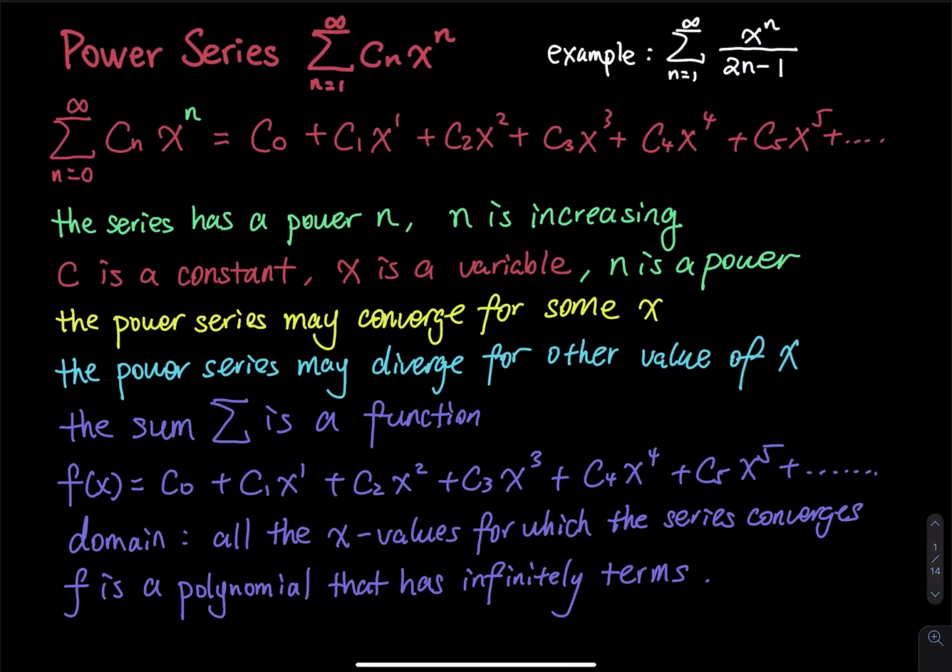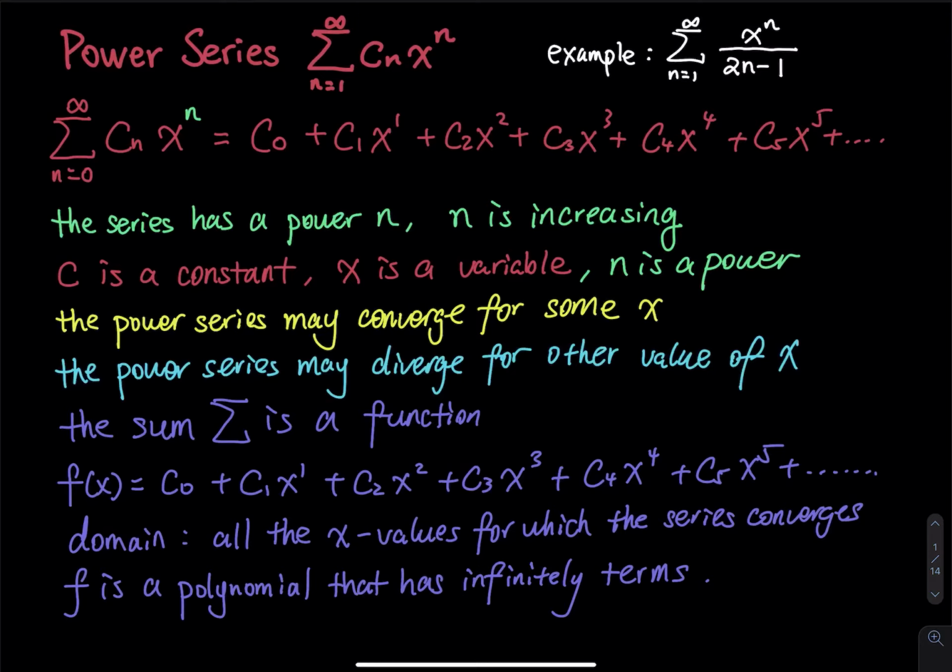The example of a power series is the summation where n goes from 1 to infinity. In the numerator, I have x raised to the n. In the denominator, I have 2n minus 1. So other than n, there is an x in it. Now here is a general power series: n equals 0 to infinity of c subscript n times x raised to the n power. The green nth power is what makes this series a power series.